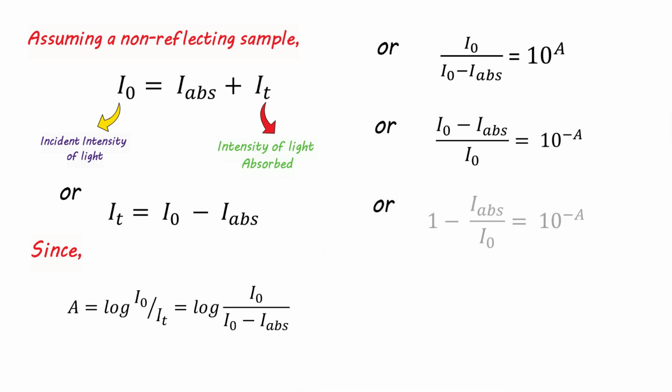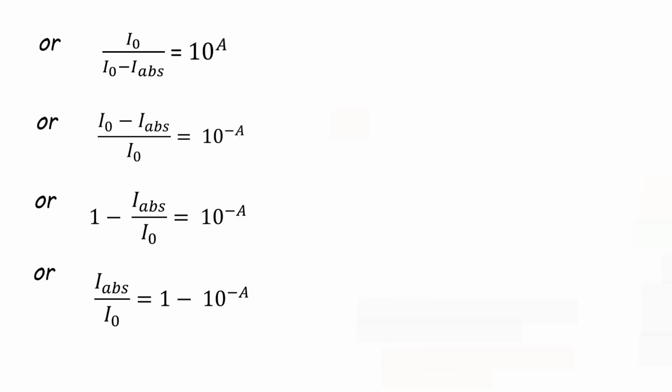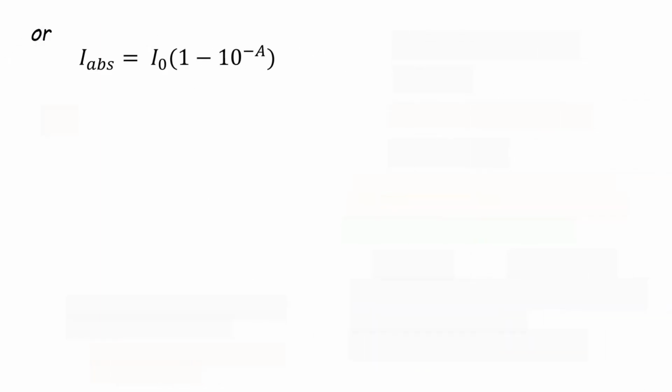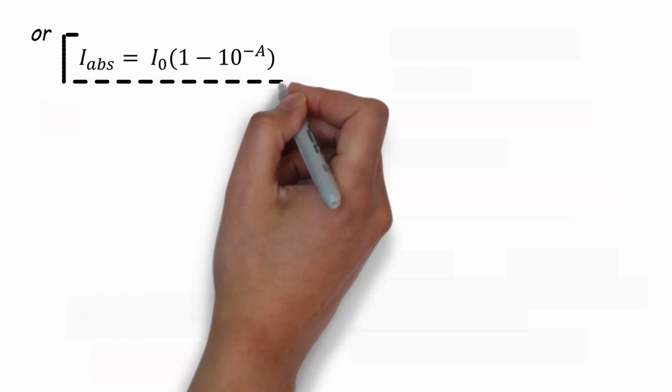Dividing by I0, we get 1 minus IABS by I0 is equal to 10 to power minus A. Therefore, IABS by I0 is equal to 1 minus 10 to power minus A. So, IABS will be equal to I0 into 1 minus 10 to power minus A. This is the expression for the intensity of light absorbed.